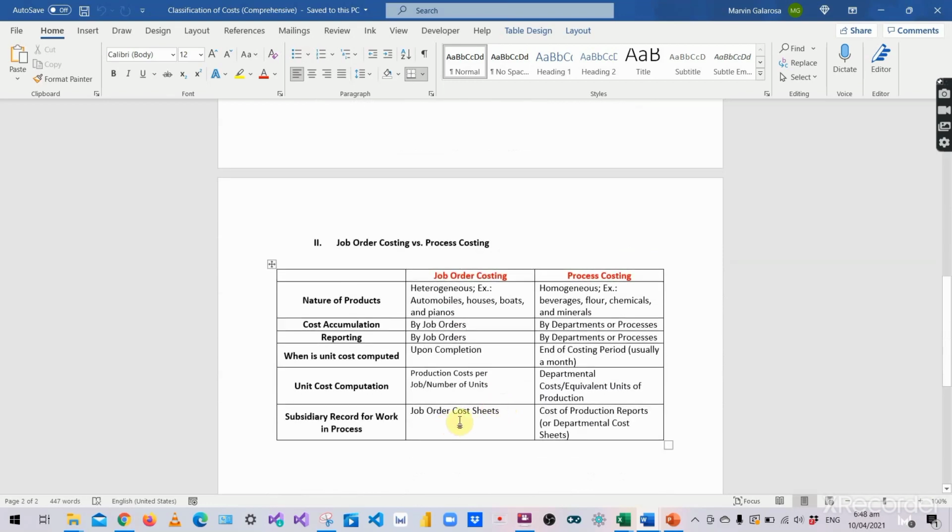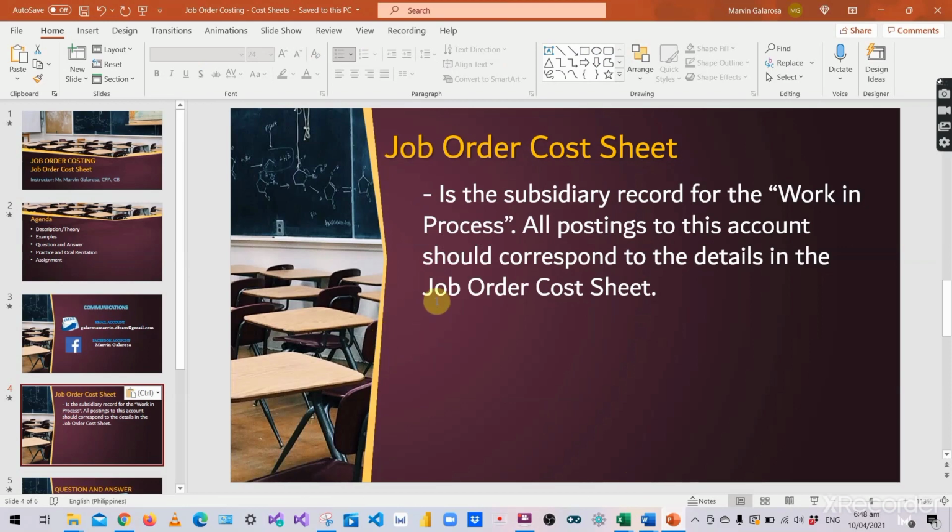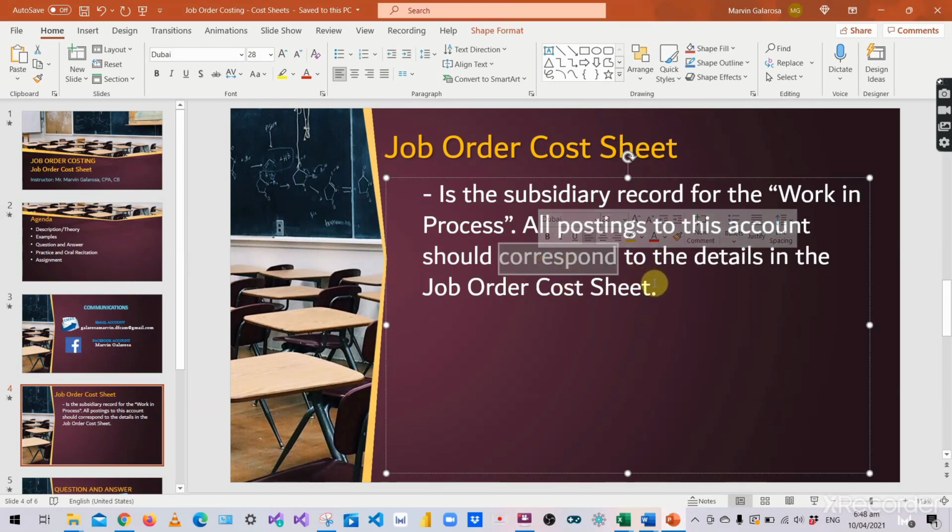And ang subsidiary record mo to support this is what we call the job order cost sheets. So what is job order cost sheets? It is the subsidiary record for work in process. All postings to the work in process should correspond to the details in the job order cost sheet. Pag sinabi natin na subsidiary record, what do we mean by that? Ang subsidiary record, siya ay supporting details ng mga amounts na mag-a-appear sa isang particular account.